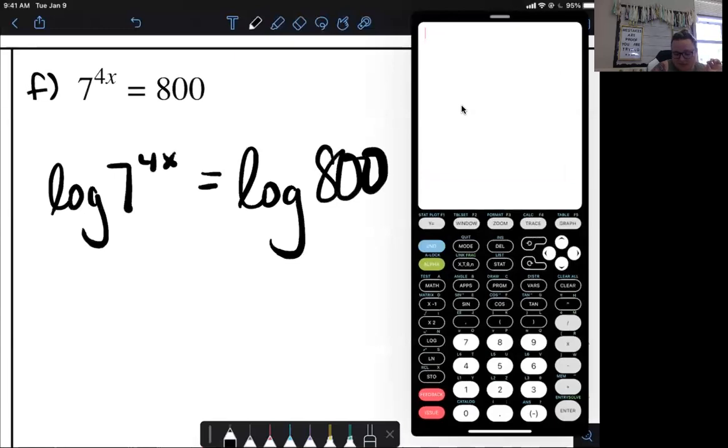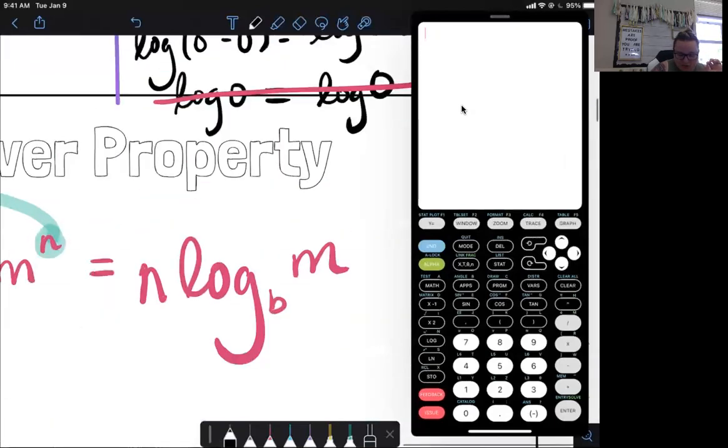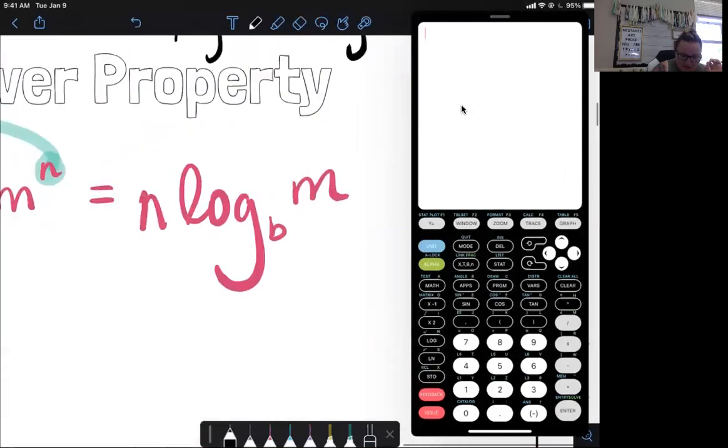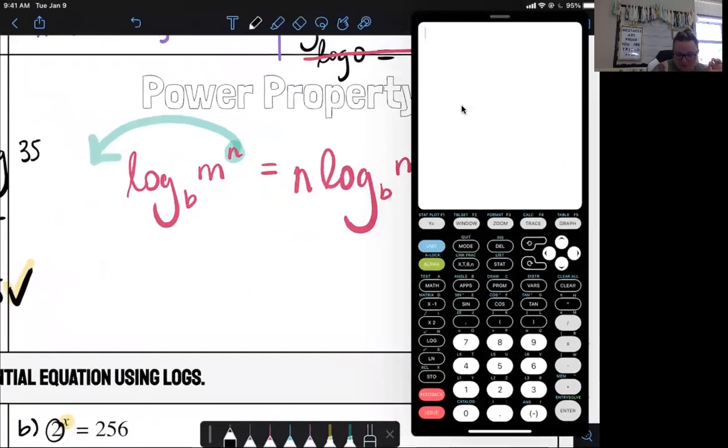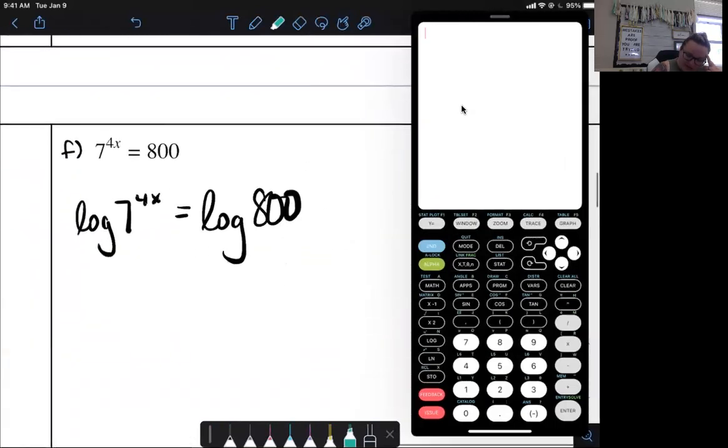So the reason why I've done this is because, if you recall, our power property lets us take an exponent, as long as we have logs present, and bring it out in front of the log and change it to multiplication. This is going to come in handy because our x is an exponent. To bring it out from being an exponent, I want to use logs so I can use the power property. You have to have a log present in order to use the power property.